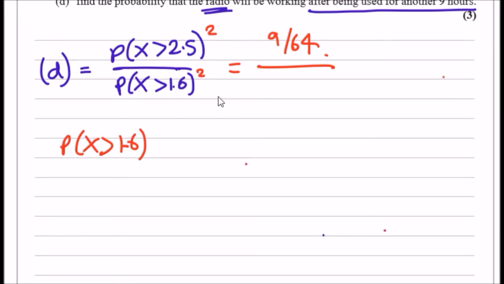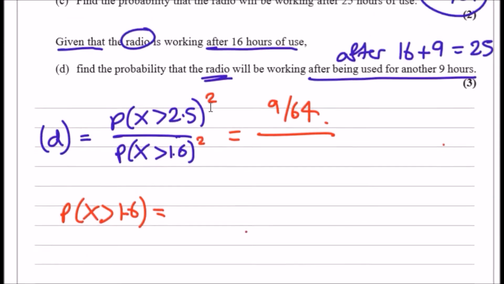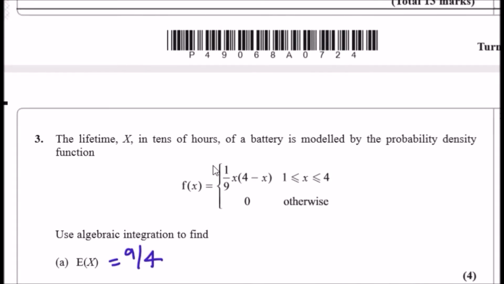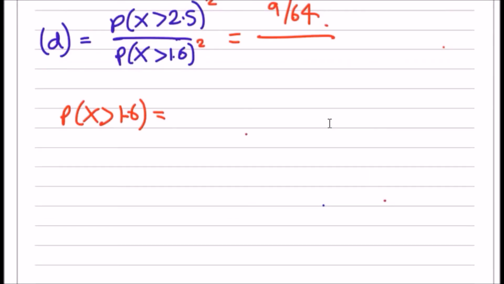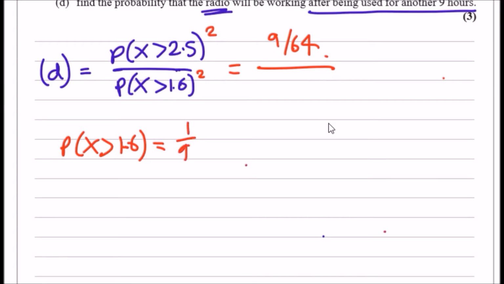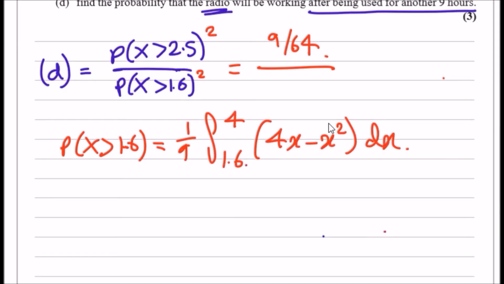This is quite fine. This is just standard procedure here. You just take the density function, integrate from the limits, so from 1.6 onwards all the way to 4, and you just smash it in. So let's do it. 1 over 9 outside, integrate from 1.6 to 4, you should get 4x minus x squared and then dx. Easy.